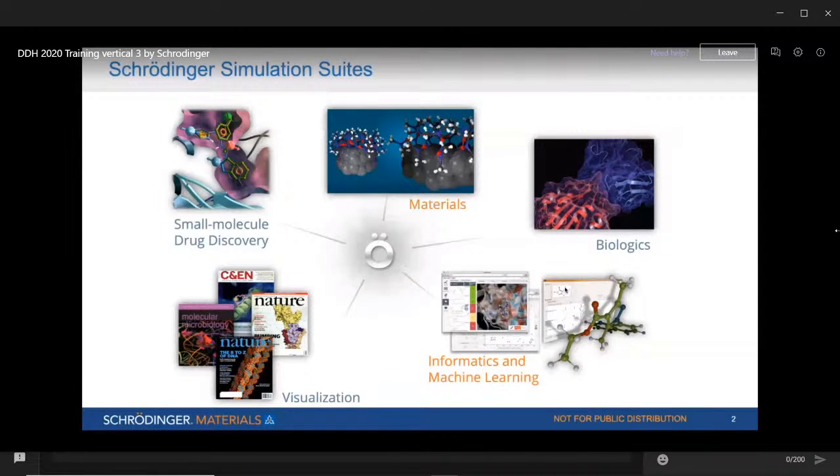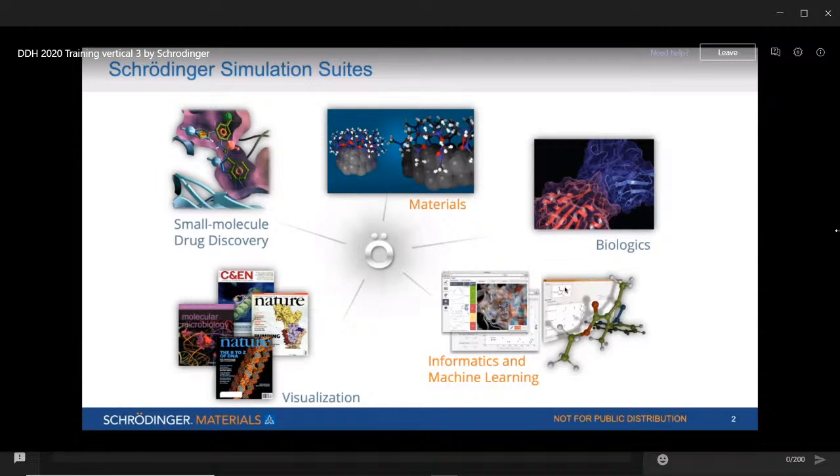You might have seen this slide numerous times already in Schrodinger's other presentations. Schrodinger has 5 different verticals. The small molecule drug discovery suite is what is used for designing new drug molecules or new ligand molecules that have the potential of becoming a drug or a new chemical entity with some kind of bioactivity.